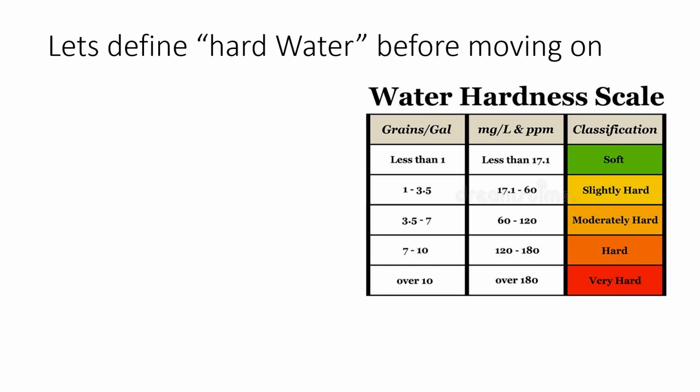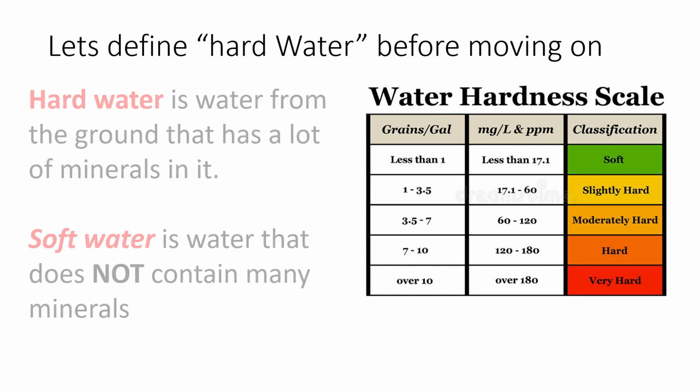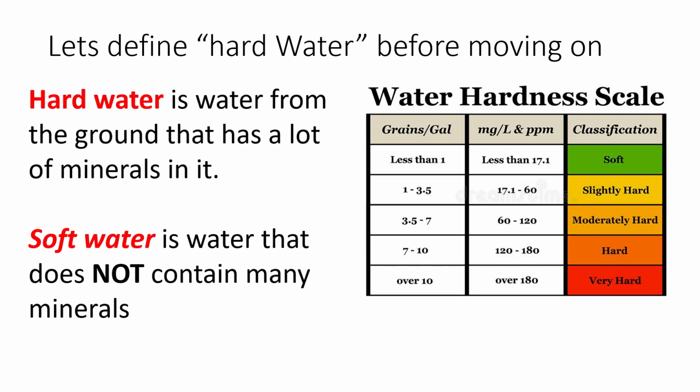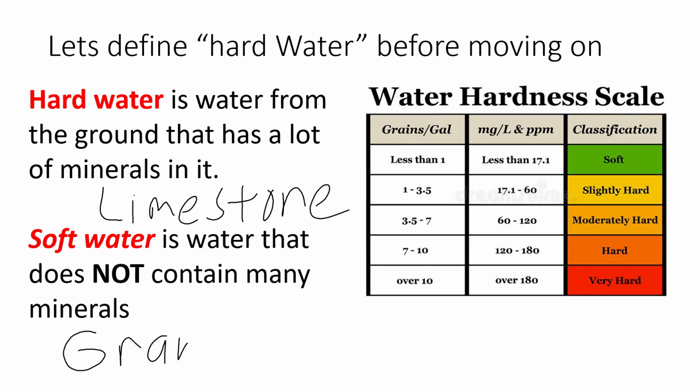So let's define hard water before we move on here. It's a pretty simple definition. Hard water is water from the ground that has a lot of minerals in it. And in part A, you saw that the limestone got a lot more cloudy. It gave up a lot more minerals as the water was shaking around the rock. So that would make hard water. Soft water is water that doesn't have many minerals. Like our granite, the water was still pretty clear because granite didn't give up many minerals to the water.